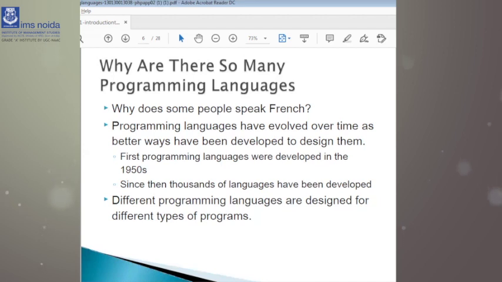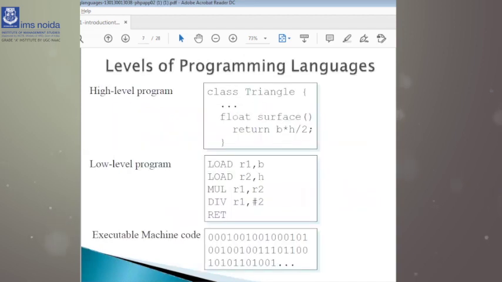So different programming languages are designed for different types of programs. Levels of programming languages: there are basically three types of levels. First is high level program, second is low level program, and third is executable machine code. High level programs are those programs where we implement a code, right?